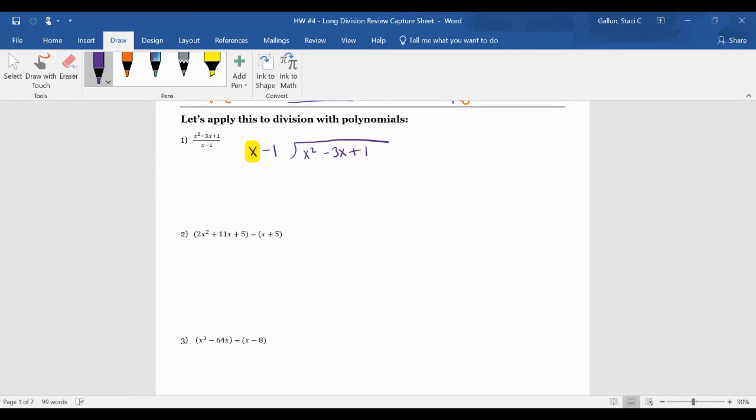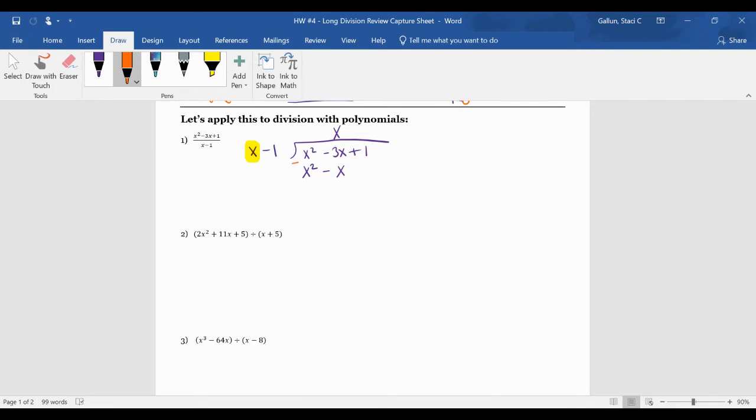Just like we did before, I'm going to ask you, how many times does x go into x squared? Or I'm saying x times what gives us x squared? We'll have to multiply it by x, right? X times x gives us x squared. X times negative 1 gives us minus 1x.